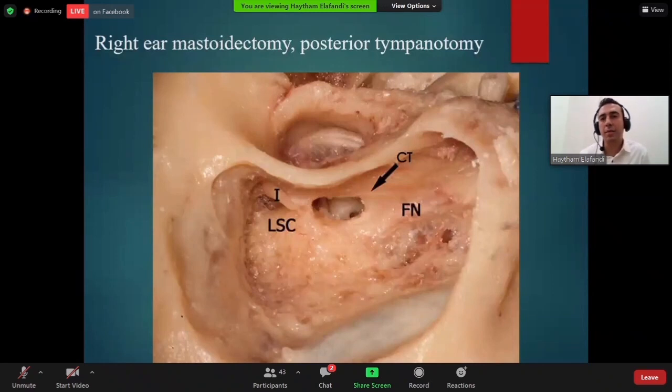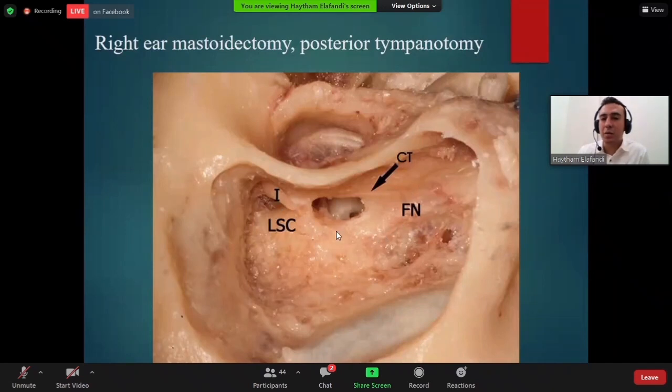This is a right ear mastoidectomy with posterior tympanotomy. Notice here, this is the posterior canal wall. This is the tympanic membrane. Here is the incus, the lateral semicircular canal, and this is the posterior tympanotomy, and here is the facial nerve. Look at the facial nerve. Usually the facial nerve doesn't pass like this.